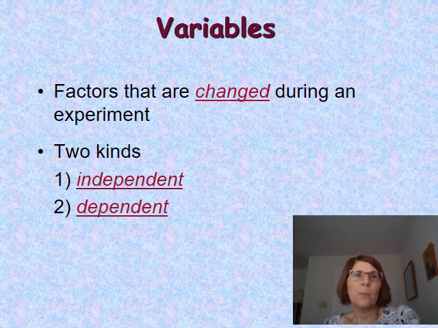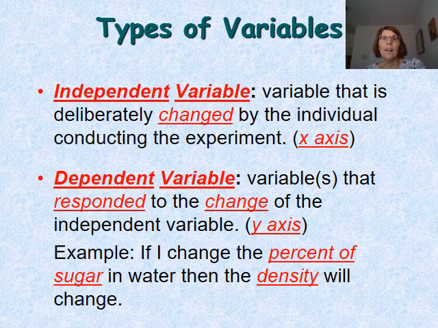So let's go back to our variables. We have our 2 kinds: independent, what I changed, and dependent, what changed because of what I did. If we were going to graph it, the independent variable would be on the x-axis, so that's straight across. The dependent variable is up and down. So if I change percent sugar in water, then the density would change. The percent of sugar would go on the x-axis, and the y-axis would have the dependent variable.